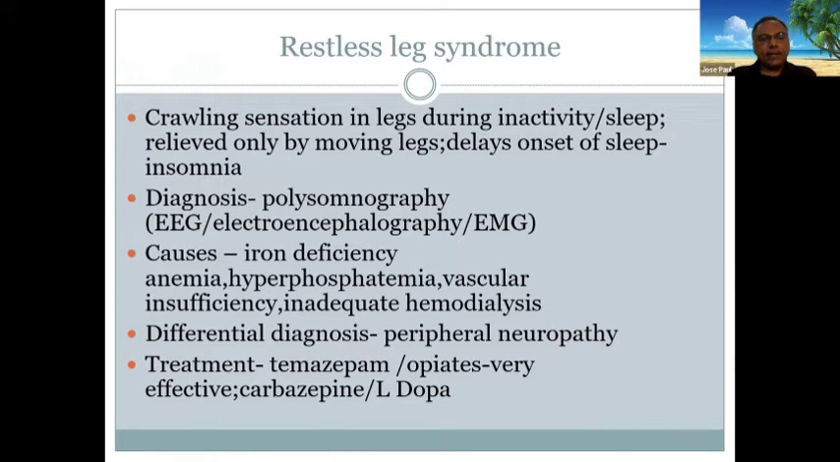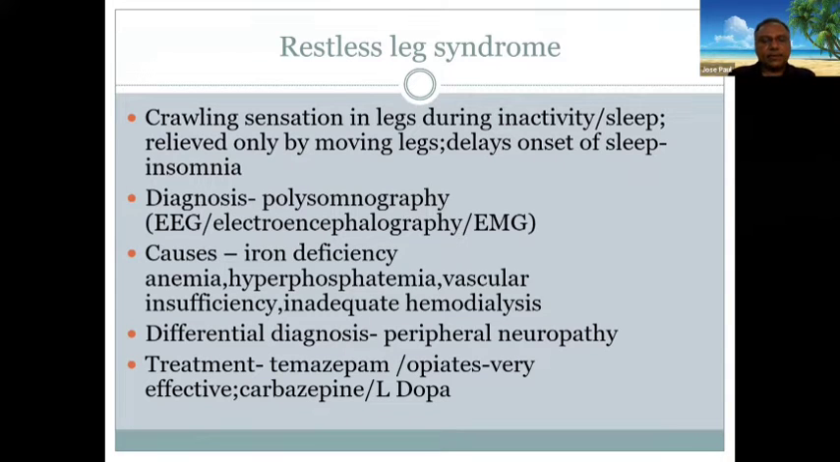It is described by the patient as a crawling sensation in the legs during inactivity or sleep, and is relieved only by moving the legs, and delays onset of sleep, which ultimately leads to insomnia. If you want specifically to do a diagnostic study, you have to do a polysomnography, which combines EEG, electroencephalography, and EMG. And other causes also have to be ruled out, like iron deficiency anemia, hyperphosphatemia, vascular insufficiency, and adequacy of dialysis also has to be checked.